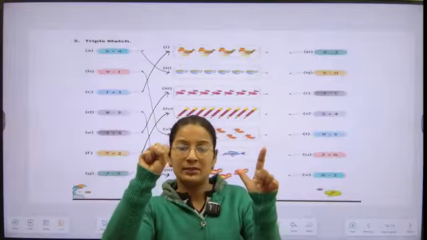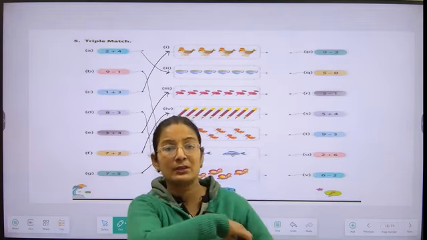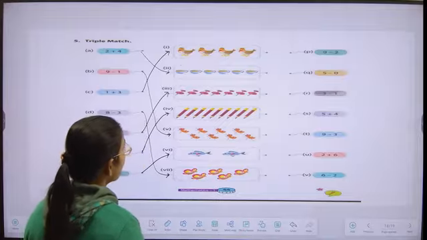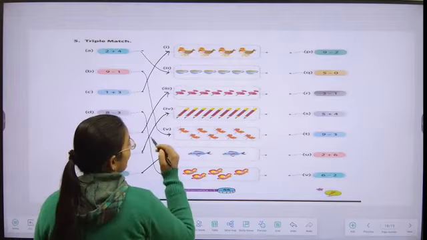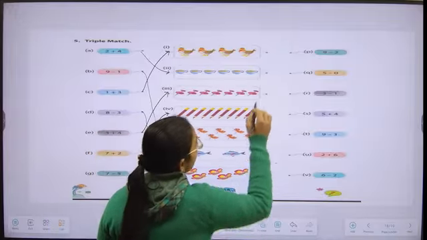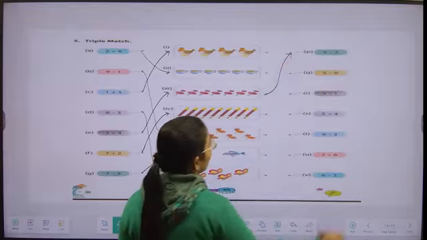5 in this hand, 6, 7. So we have to match it with the 7 one. Let's check which object is having the 7 objects. Let's start with the pins. 1, 2, 3, 4, 5, 6, 7. So we have to match it with the pins.